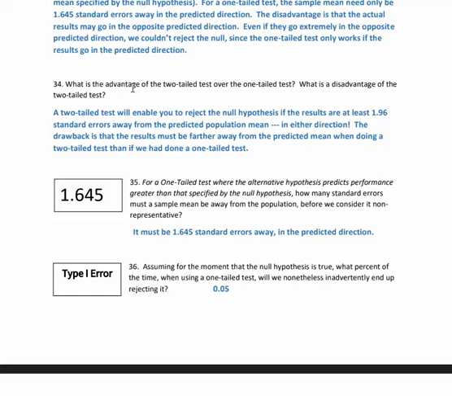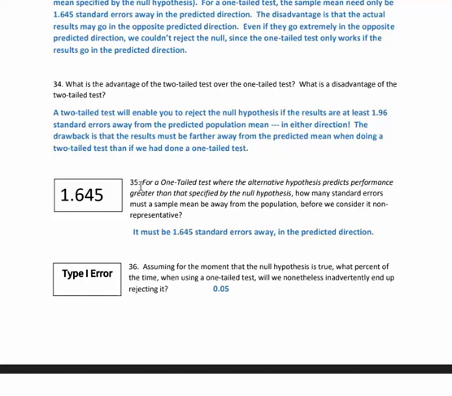34. What is the advantage of the two-tailed test over the one-tailed test? What is the disadvantage of the two-tailed test? A two-tailed test will enable you to reject the null hypothesis if the results are at least 1.96 standard errors away from the predicted population mean in either direction, and that's the benefit. It could go either way. The drawback is that the results must be further away from the predicted mean when doing a two-tailed test than if we had done a one-tailed test. Two-tailed test, it's got to be 1.96 standard errors away. For a one-tailed test, as long as it's in the right direction, it only has to be 1.645 standard errors.